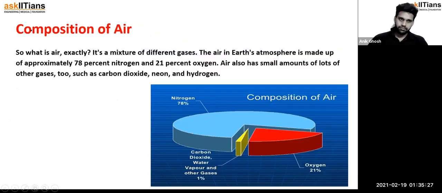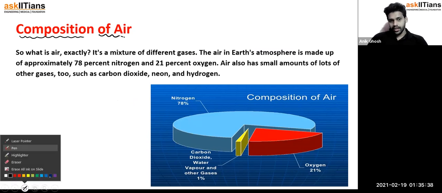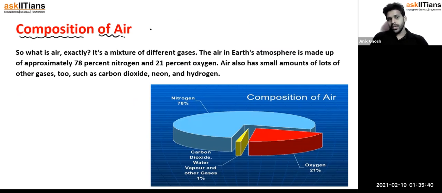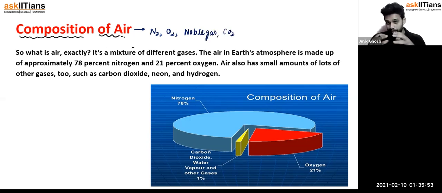Now, the composition of air. What is the composition of air? As I told you earlier as well, there are so many things inside the air. The first thing is nitrogen, oxygen, different types of noble gases, carbon dioxide, etc. But a particular amount of these gases is present in the air. So what is the proper amount?